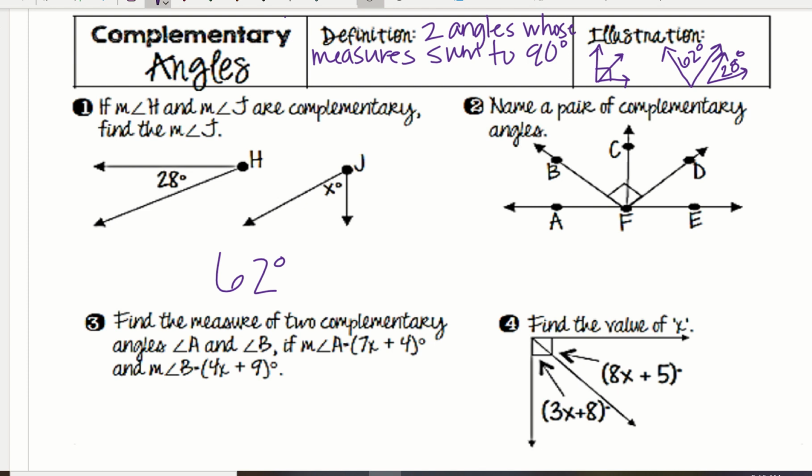No, but thank you. Okay, so on number 2, we need to name a pair of complementary angles. So I only see one angle that's marked as 90 degrees. So what two angles are part of that bigger 90-degree angle? BFC and CFD. Okay, so BFC and CFD.